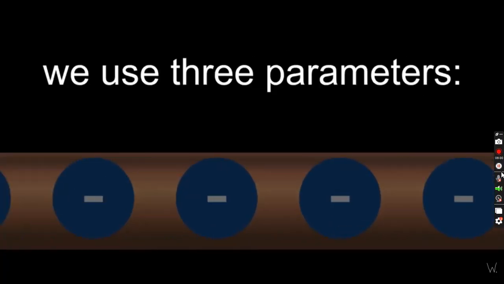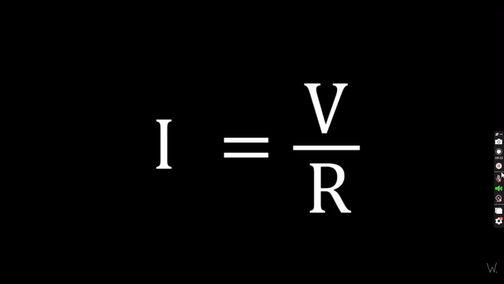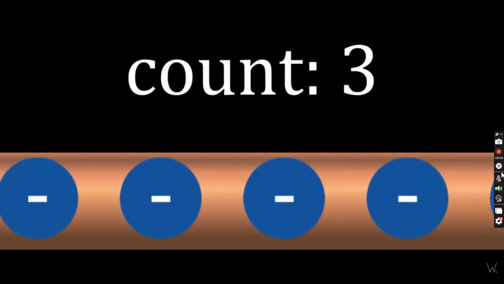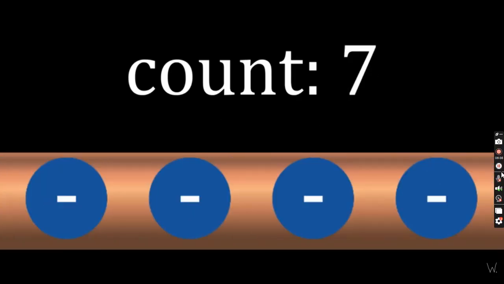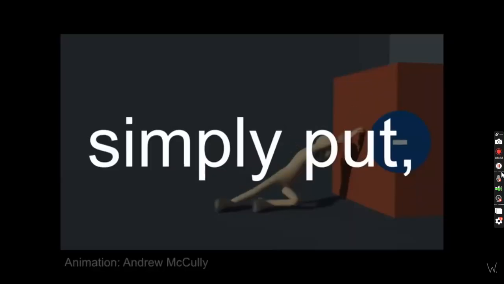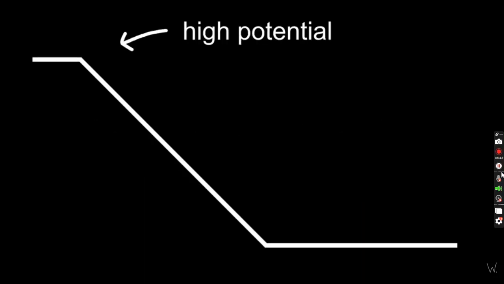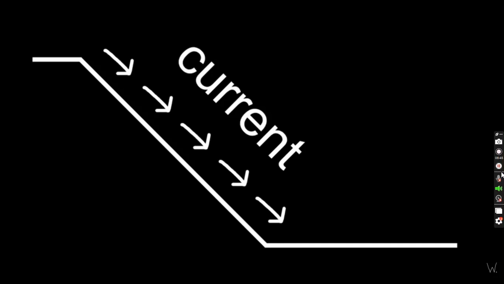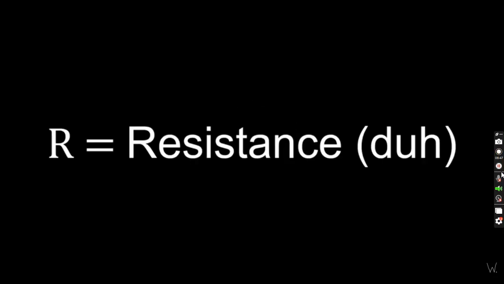To describe it, we use three parameters: current, voltage, and resistance. Current is the amount of electrons passing through a wire in a given amount of time. Voltage is what pushes the electrons to move, but simply put, it's a difference in electric potential, so you can imagine it as a slope that goes from high potential to low potential, where the flow of current goes downhill. And resistance is pretty self-explanatory.